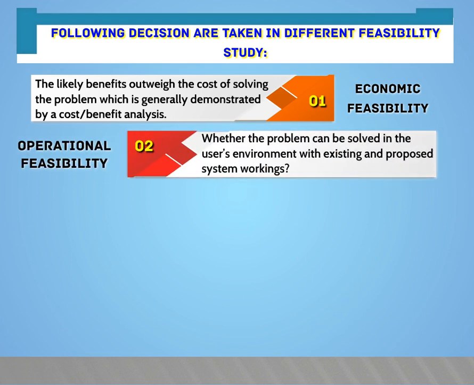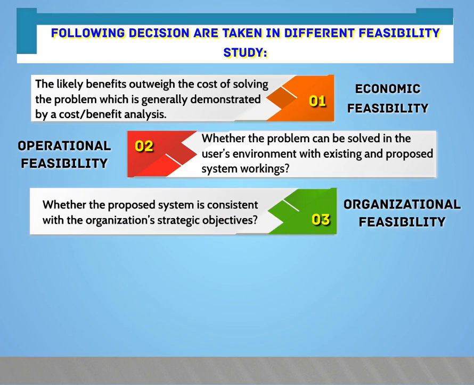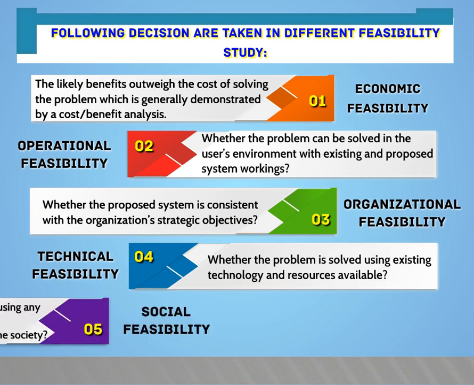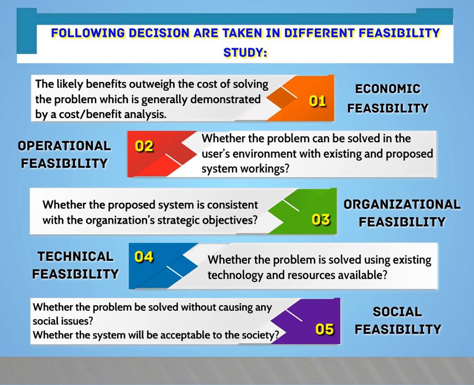Operational feasibility: whether the problem can be solved in the user's environment with existing and proposed system workings. Organizational feasibility: whether the proposed system is consistent with the organization's strategic objectives. Technical feasibility: whether the problem is solved using existing technology and resources available. Social feasibility: whether the problem can be solved without causing any social issues, whether the system will be acceptable to the society.